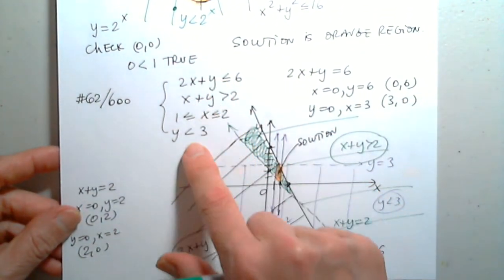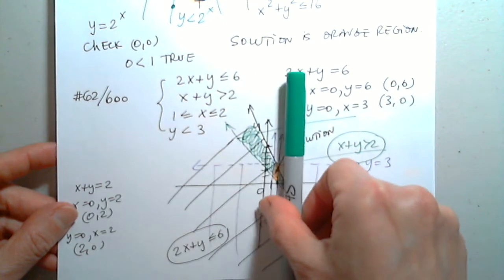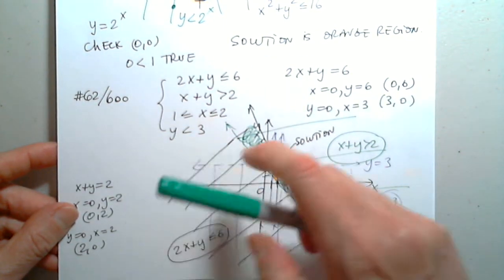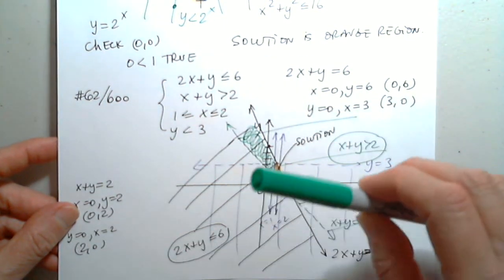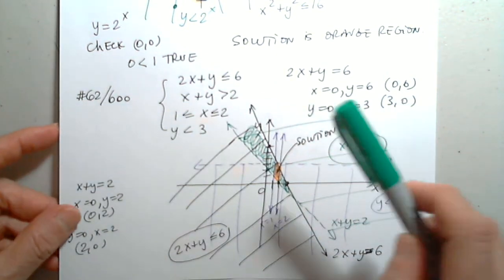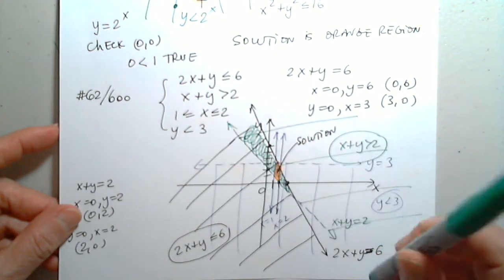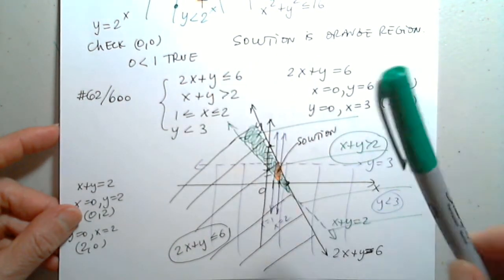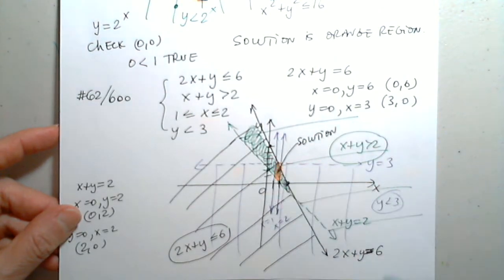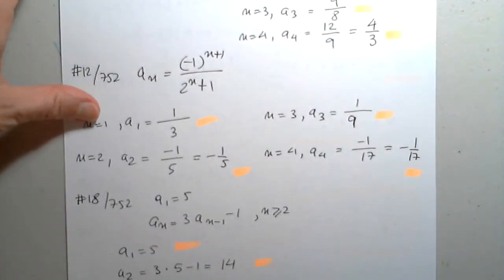Same thing here. They're all lines between x equals 1 and x equals 2 and less than y equals 3. And you have to shade them step by step. And these two graphs are intersecting. So it's this orange area.